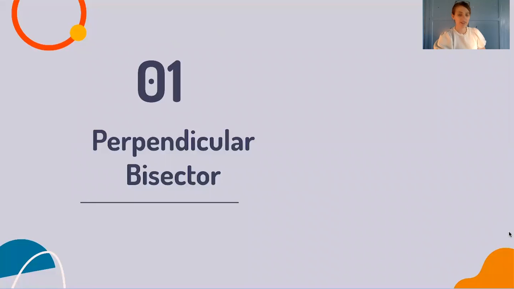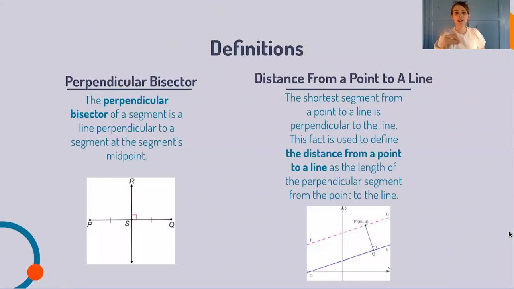Okay, let's start with some definitions with perpendicular bisectors. A perpendicular bisector divides a segment into two parts. Perpendicular tells you that it's going to be perpendicular to the line segment, and bisector says it's going to split that line segment in the middle. So the perpendicular bisector of a segment is a line perpendicular to the segment at the segment's midpoint.